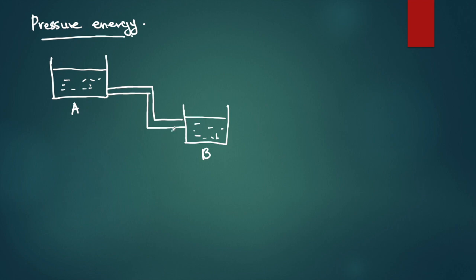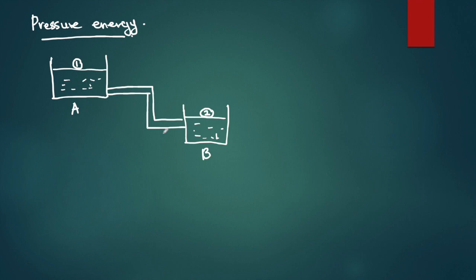So now we want to find the change of energy from point A to point B. What we are going to do is select point 1 at the surface of water in tank A, and then point number 2 at the surface of water in tank B. So that is our point 1 and point 2. For these two points, we will calculate the change of energy. That's why we are applying Bernoulli's equation. From the Bernoulli's equation, we will find whatever values we are required to find. What is our objective for the question?